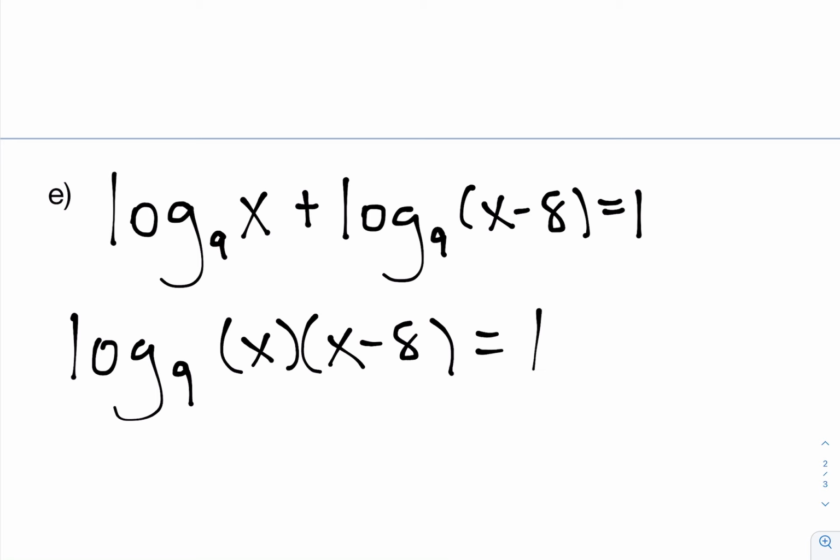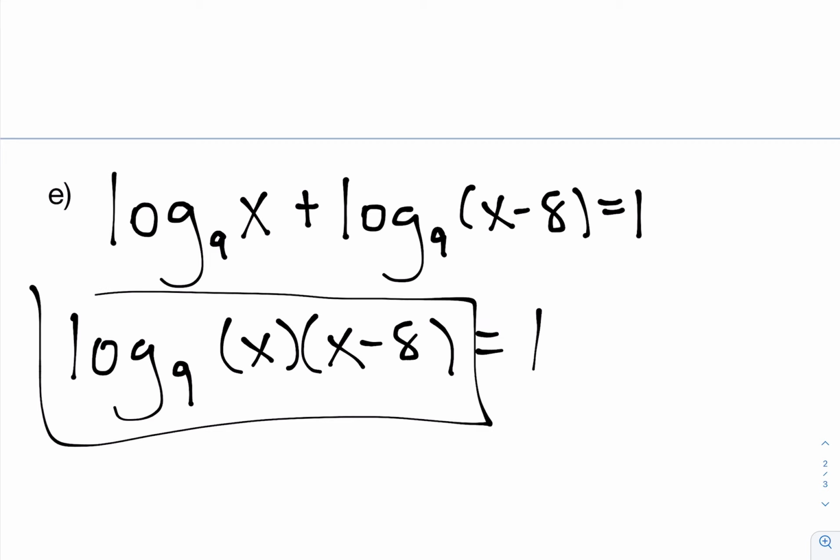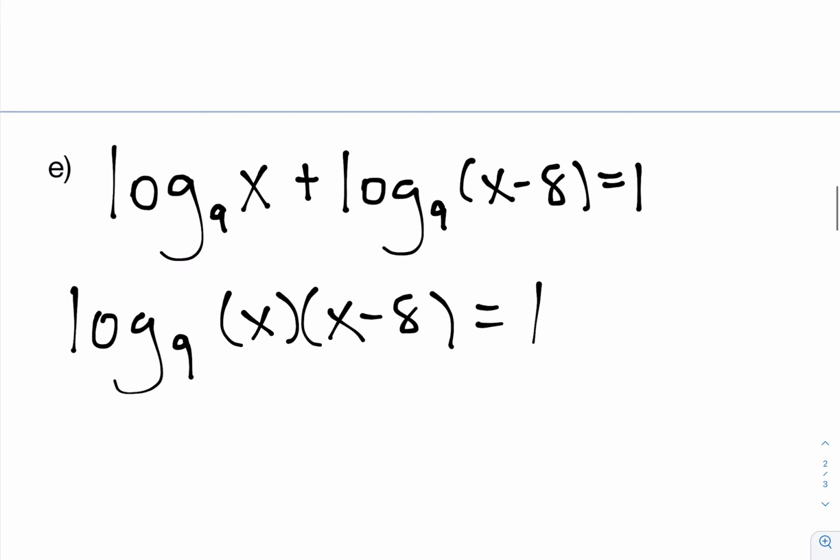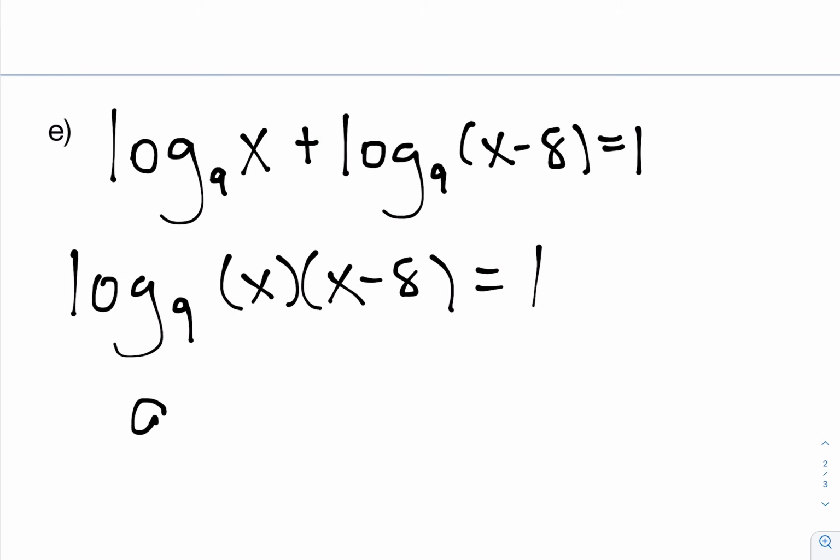Okay, there are a couple ways we can do this. Remember how I said in a lot of these questions, if you have a log equaling just a constant, get it into exponential form, you can certainly do that. So you can say, well, 9 to the power of what it equals, which is 1, so just 9, equals the argument, which in this case is x times x minus 8, so I'll write x squared minus 8x.